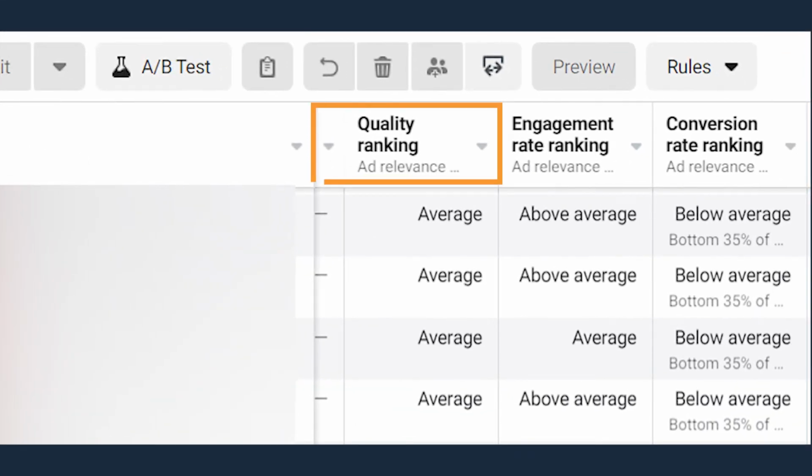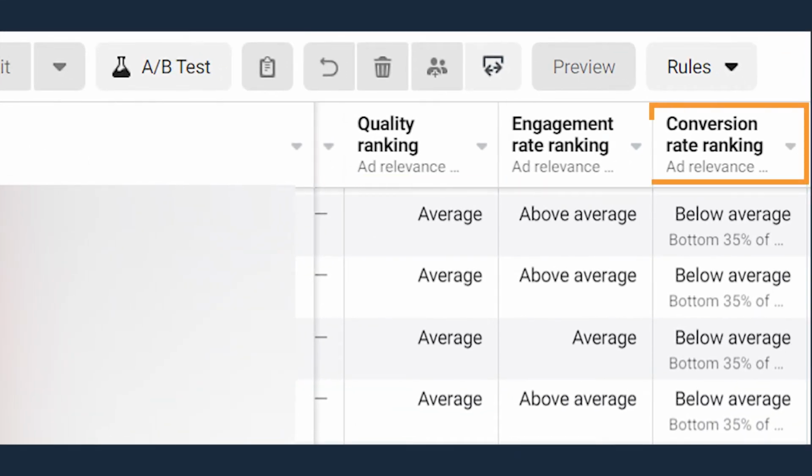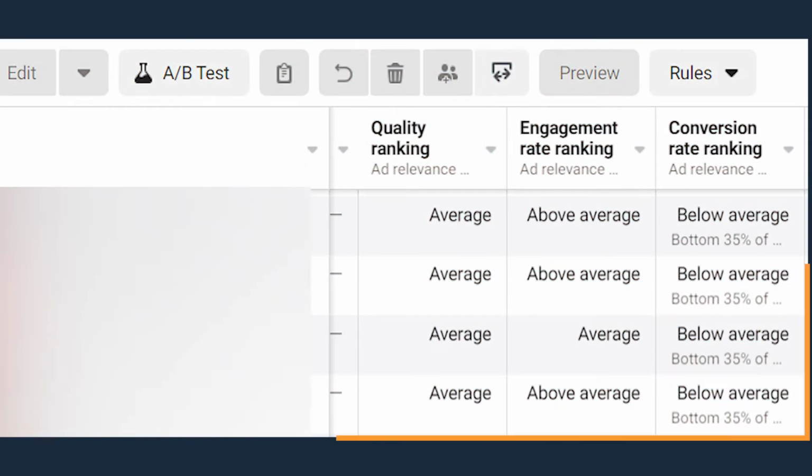So if you go in, customize the columns in the ad manager and make sure that the quality ranking, engagement rate ranking, and conversion rate ranking columns are visible, you'll then be able to see where your ad sits relative to other ads in the auction. So you'll see average, above average, below average, and different ratings there that show you what your ad is doing well and what it's not doing well.